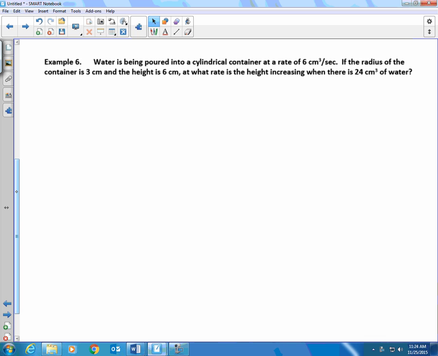So, all right. I changed this problem. We turn to example 6. It says water is being poured into a cylindrical container at a rate of 6 cubic centimeters per second. We just slightly change it. If the radius of the container is 3 centimeters and the height is 6 centimeters, at what rate is the height increasing when there is 24 cubic centimeters of water? I think it changed that, right?